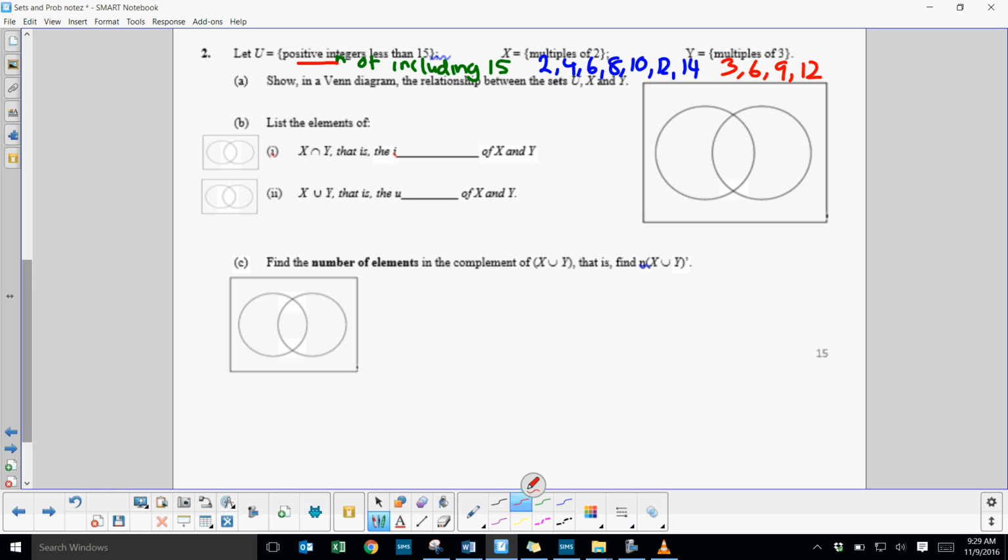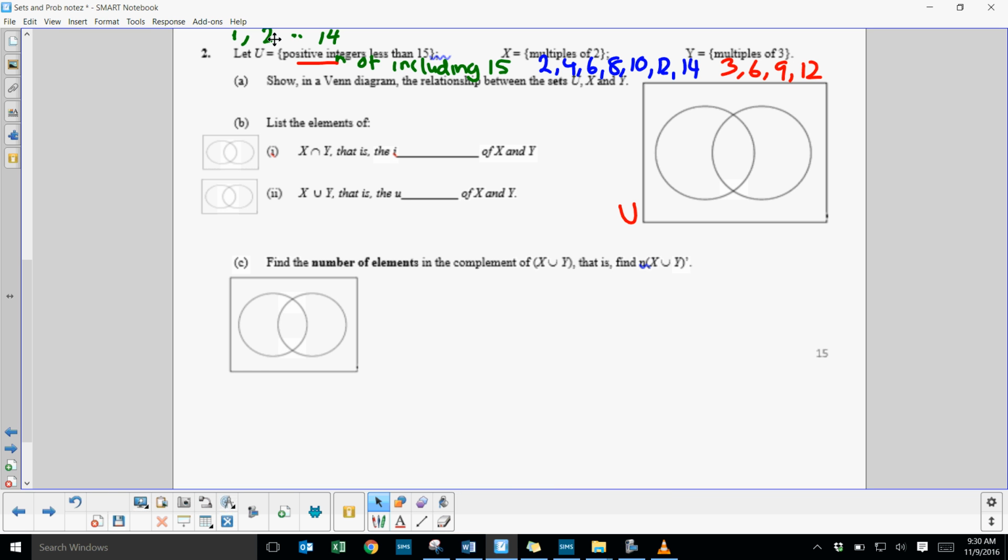Now we're asked, show in a Venn diagram the relationship between U, X, and Y. I think in your textbook they put the U down here. Some other textbooks they put the U up here. So I'll just stick with what your textbook does. The positive integers less than 15, remember that's the universal set, if you want to also write that, that might help. 1, 2, up to 14.